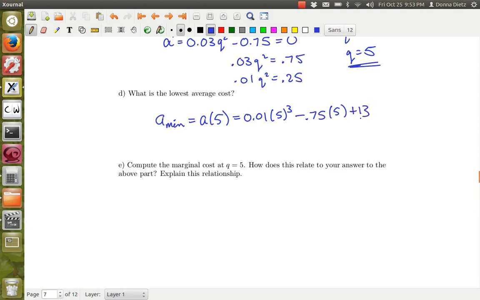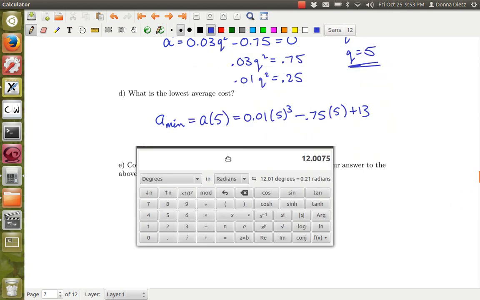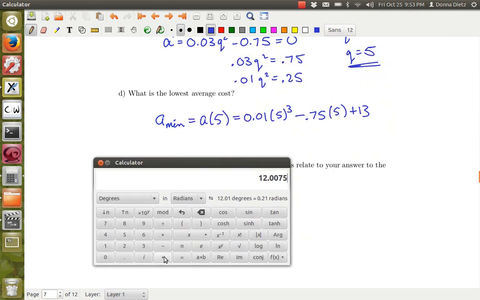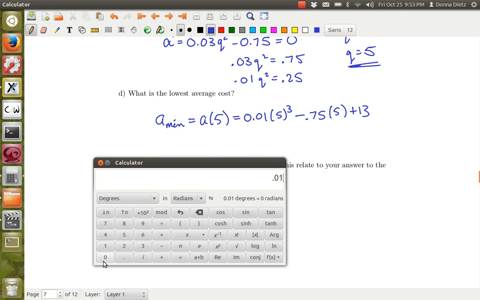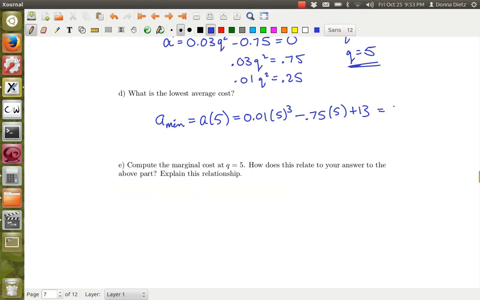Okay, and so we pull out the calculator and figure this out. I could have used the simple calculator, but this one's already sitting here. 5 to the power of 3 minus 0.75 times 5 plus 13, and I glanced to make sure this was typed in correctly. It looks like it was typed in correctly. Hit equals, and it's 10.5. That sounds familiar. I feel like I've heard that number before, but it's an average cost, and so you want some units there. There we go.